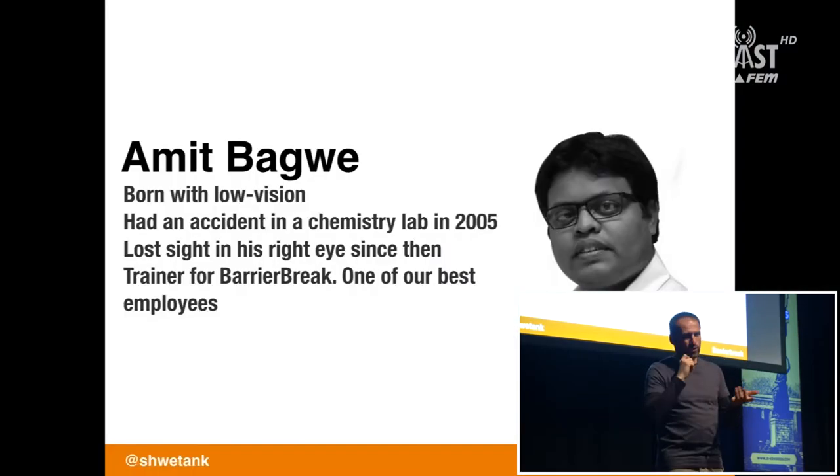One of my colleagues and friends over there is a person named Amit. He was born with low vision. And back in 2005, he met with an accident in a chemistry lab, which rendered his right eye useless; he couldn't see from that eye anymore. But that didn't really stop him. In fact, that gave him even more resolve. Right now, he's a trainer at Barrier Break, and he is doing a great job training various organizations and developers on how to make their sites accessible.